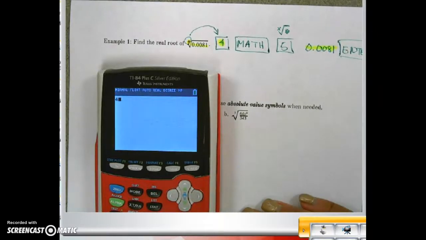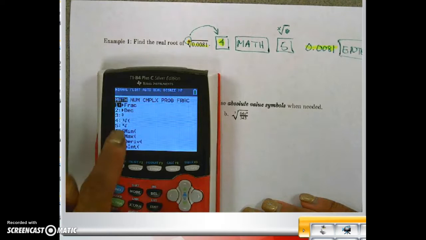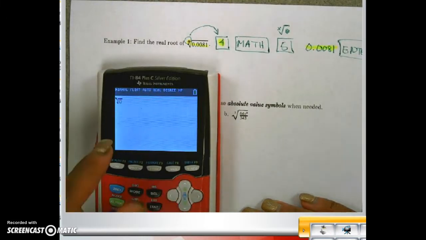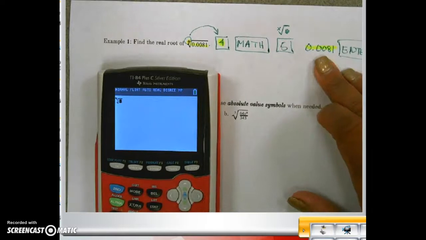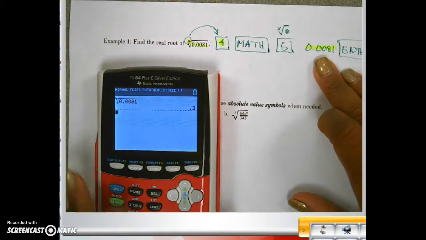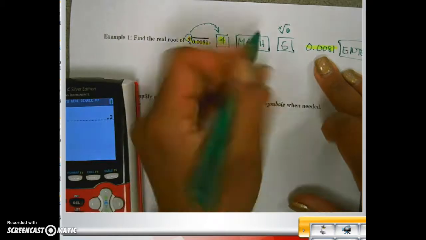So I'm going to hit 4, and then I hit math, and then I'm scrolling down, and I'm going to hit number 5 because this is the xth root, whatever the root is. On mine it shows up like that. Your display might be a little bit different, but your steps should be the same. 0.0081, and then I can get out of there by just hitting the arrow to the right, and then I hit enter, and I have 0.3.